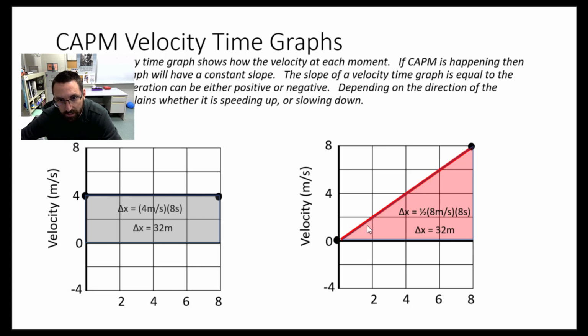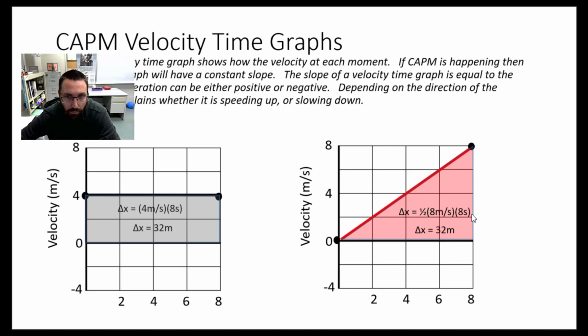So on this one, it's a triangle shape. So if I take the height, which is 8 meters per second, times the base, 8 seconds, times 1/2, I find that this one traveled 32 meters during those 8 seconds.